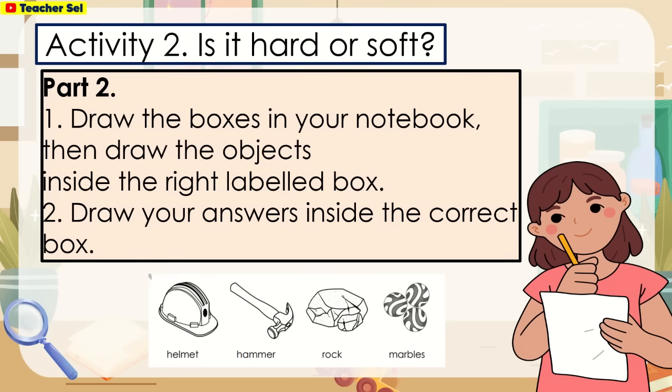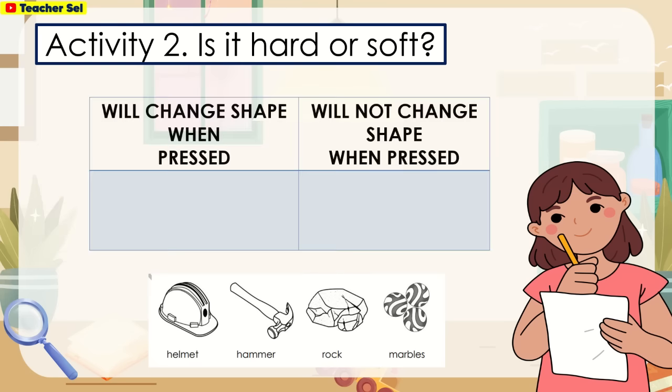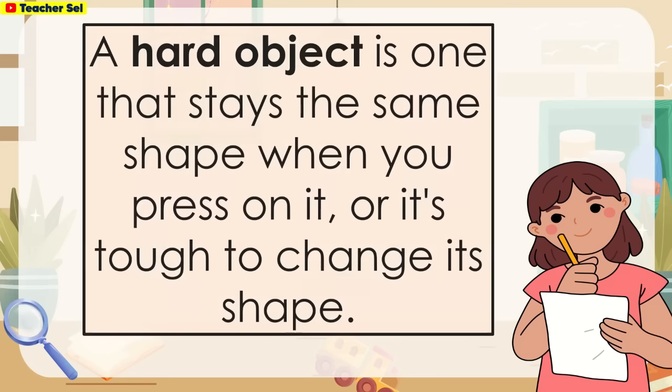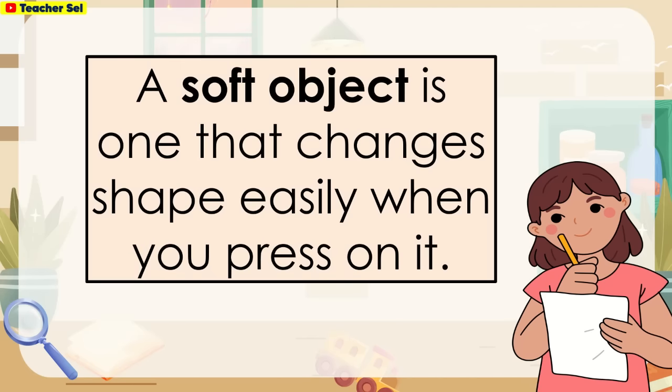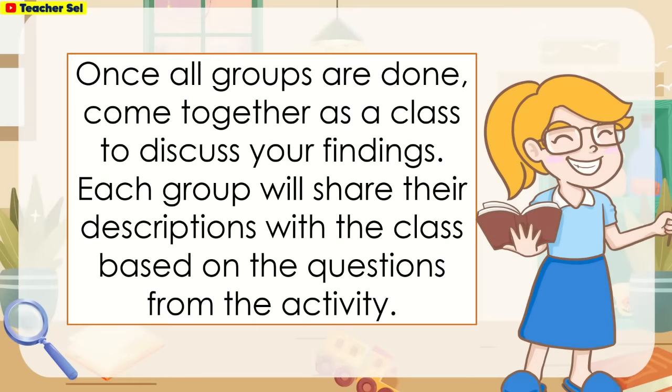Here are the objects: helmet, hammer, rock, marbles. Will change shape when pressed. Will not change shape when pressed. A hard object is one that stays the same shape when you press on it, or it's tough to change its shape. A soft object is one that changes shape easily when you press on it. Once all groups are done, come together as a class to discuss your findings. Each group will share their descriptions with the class based on the questions from the activity.